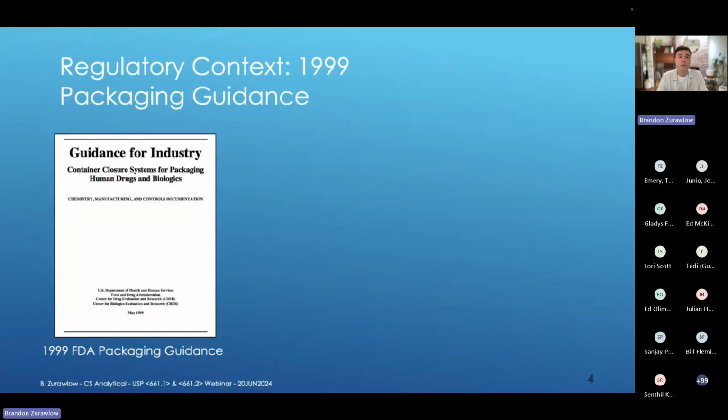I mentioned the concept of container qualification comprehensively over the life cycle of that package system. Despite this being quite an old document, as you can tell from the date here, the 1999 FDA packaging guidance still, in my opinion, is the single most comprehensive document that discusses the relevant elements that should be considered in selecting and ultimately moving forward with a container or package system for a pharmaceutical product.